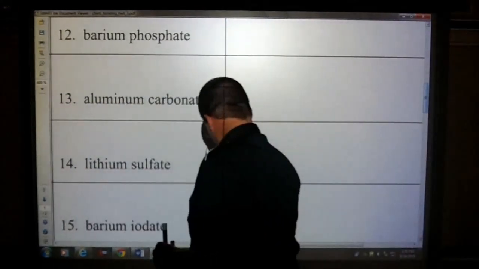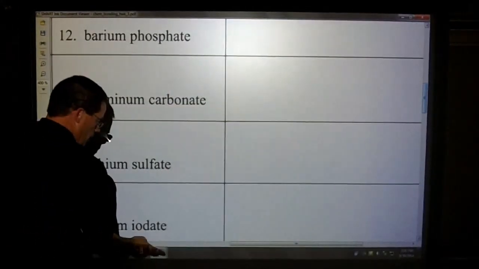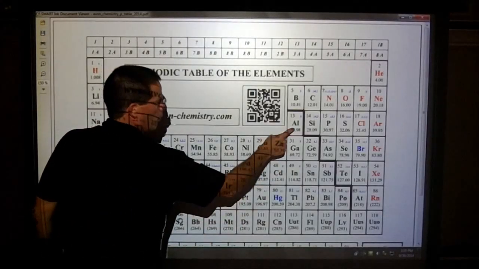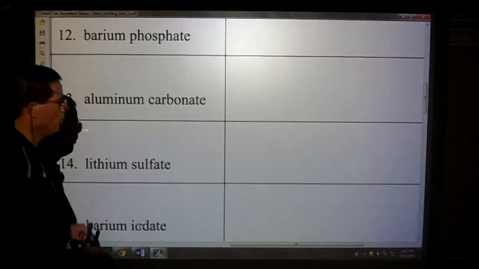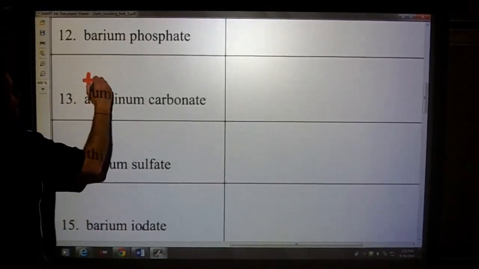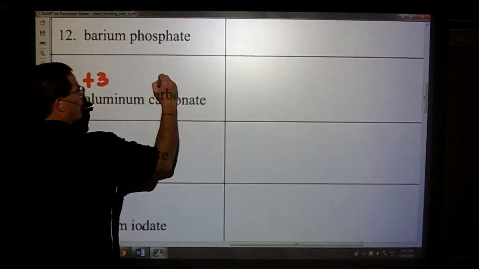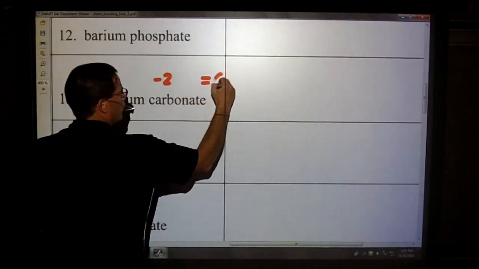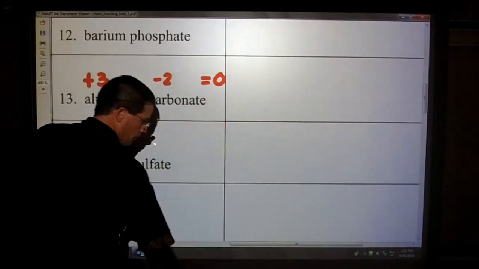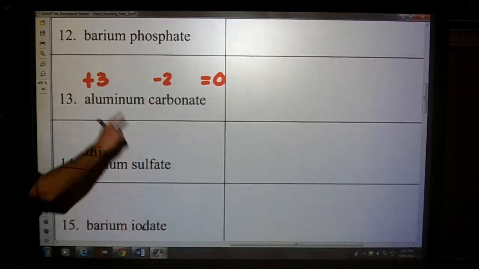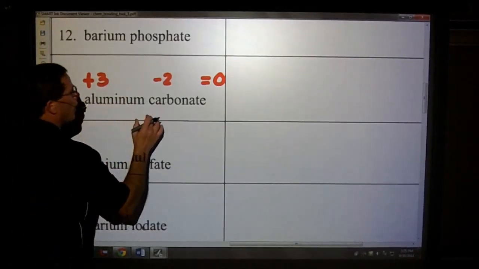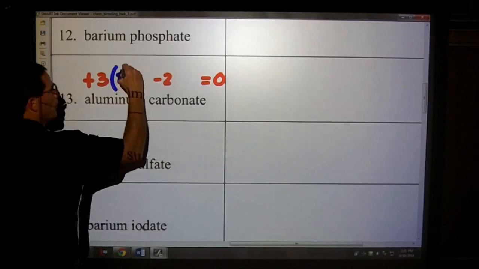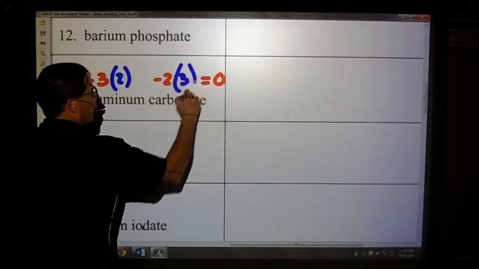Number 13, aluminum carbonate. Again, aluminum has a +3 charge. Carbonate, we should know what the charge is. So aluminum is a +3. Carbonate is a -2. Does that equal 0? I'll tell you, no, it does not. So we have one of those scenarios where we have a 3 and a 2. We don't have a common variable here, so we need to multiply this by 2 and this by 3.